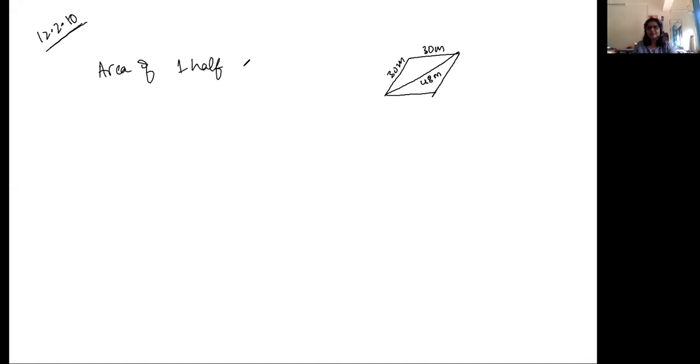So 12.2, what number was it? 10. Okay. So you've got a rhombus, all sides equal. And you're given that longer diagonal is equal to 48 meter. Sides are 30 meter, 30 meter. So area of half will be equal to area of this triangle. So you get root of s into s minus a into s minus b into s minus c.